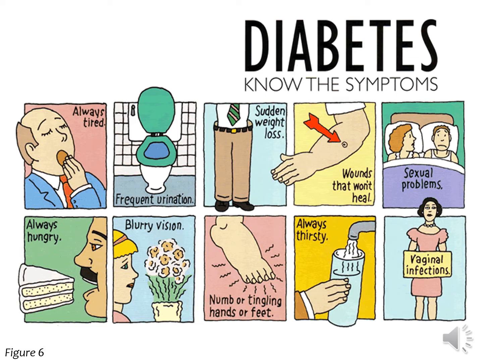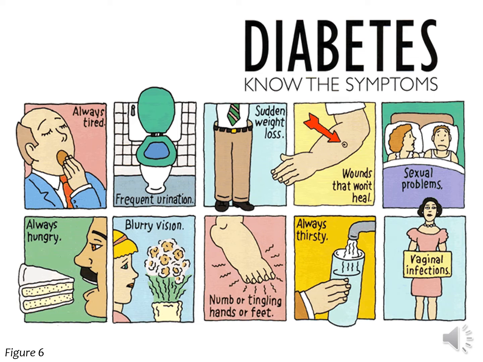Now, some people might think, really, you lose weight when you're diabetic? It's because, again, that glucose that your body needs is staying in the bloodstream and it's not getting into the cells. Wounds that won't heal. Again, your body needs energy to heal itself. So if the body's not getting the glucose, that gets converted into energy, it's not going to be able to heal itself. Sexual issues, you're always hungry.